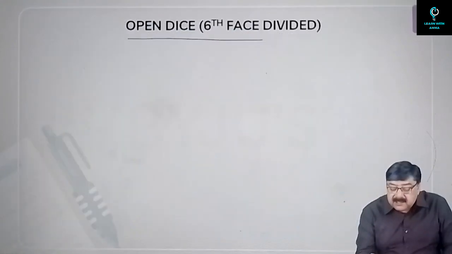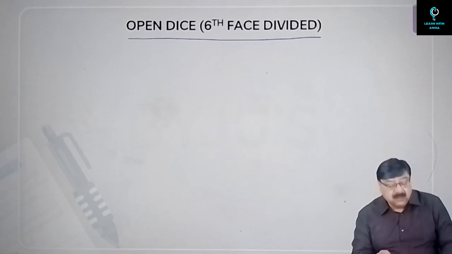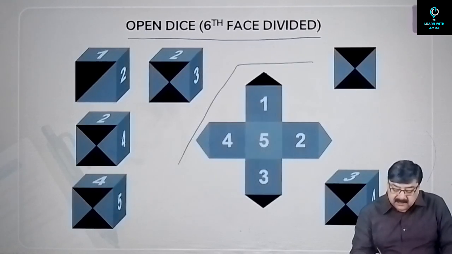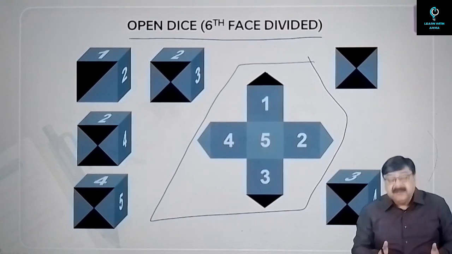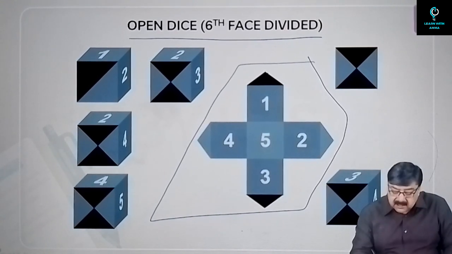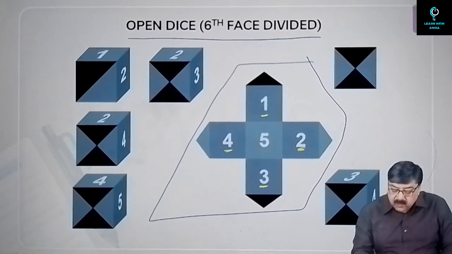Open dice but sixth face divided. Now what does that mean? Well, look at this dice. This is the diagram of an open dice, but only 5 faces are visible here. That is number 1, number 3, number 2, number 4 and number 5.